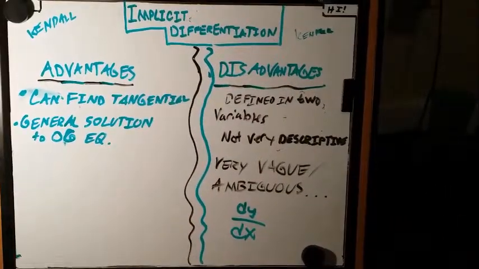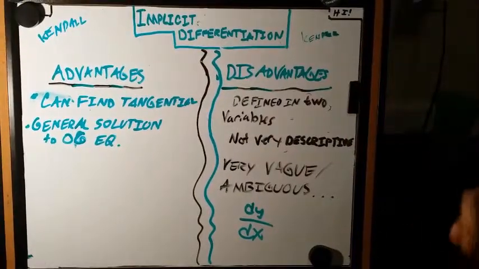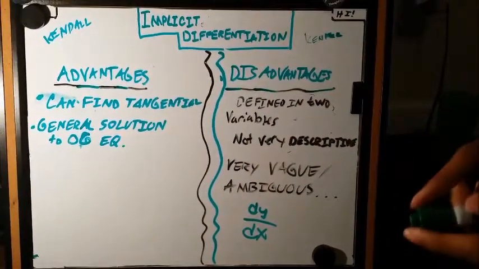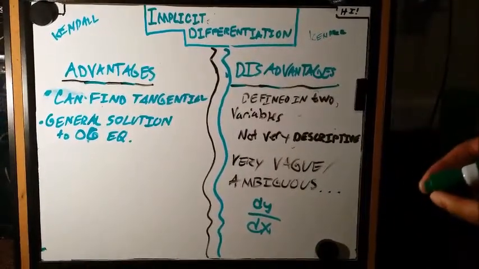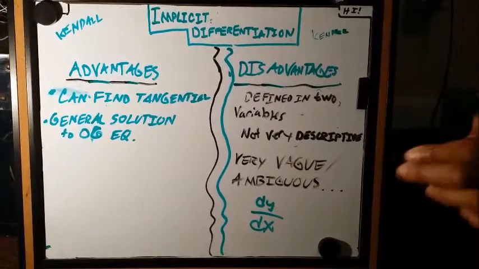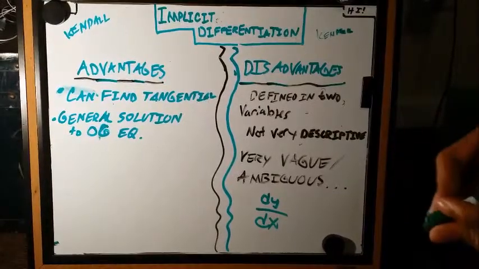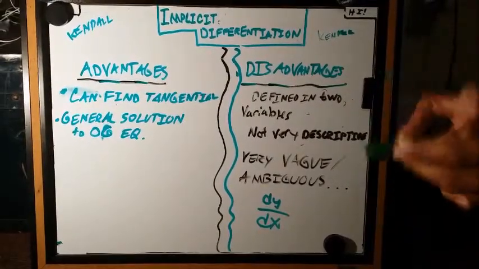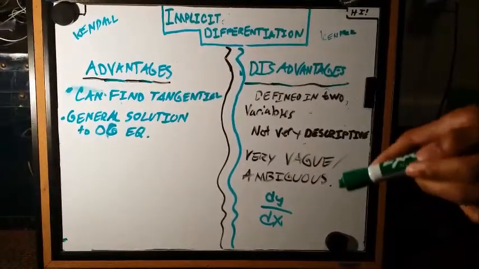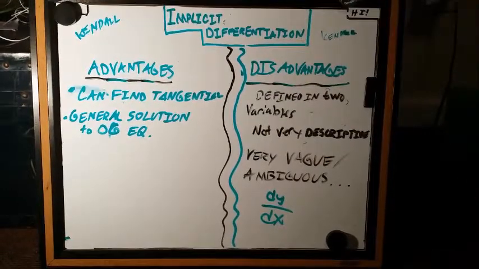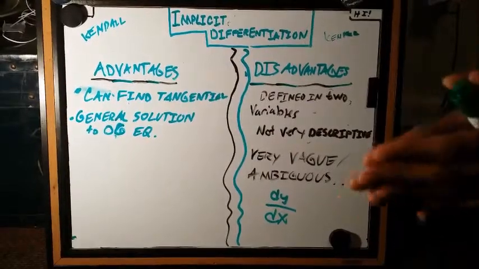Okay, the disadvantages to implicit differentiation are that your solved differential equation winds up being defined in terms of two variables. So if you have x and y, it's going to be in terms of dy/dx instead of just with respect to x alone. From that, you can say that it's not very descriptive, because you have to have an output for y in order to plug back in for x, and then back again to get the next y in order to graph this function. So I can say that it's very vague and very ambiguous. It doesn't exactly tell you much information about the solution.